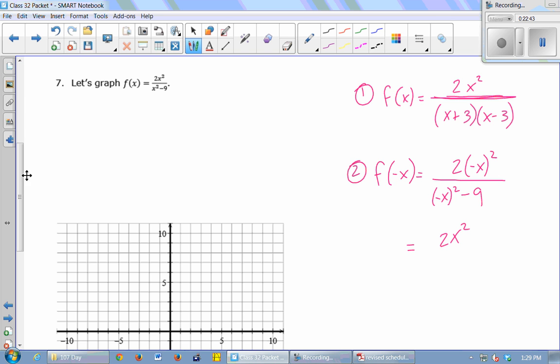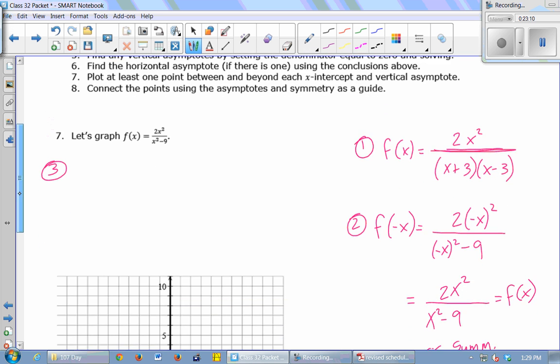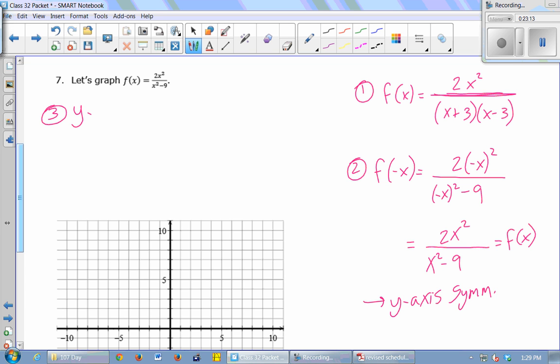So this is 2x squared divided by x squared minus 9, which is the same as my original function. So I plugged in negative x, I got the original function back. I have y-axis symmetry. All right, let's see. Step 3, y-intercept. And you get that by plugging 0 into the function. Take f of 0, which in this case would be 0 over negative 9, which is 0.